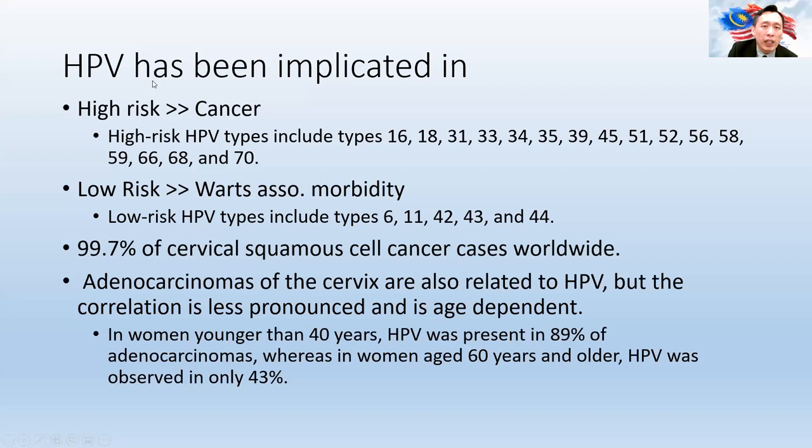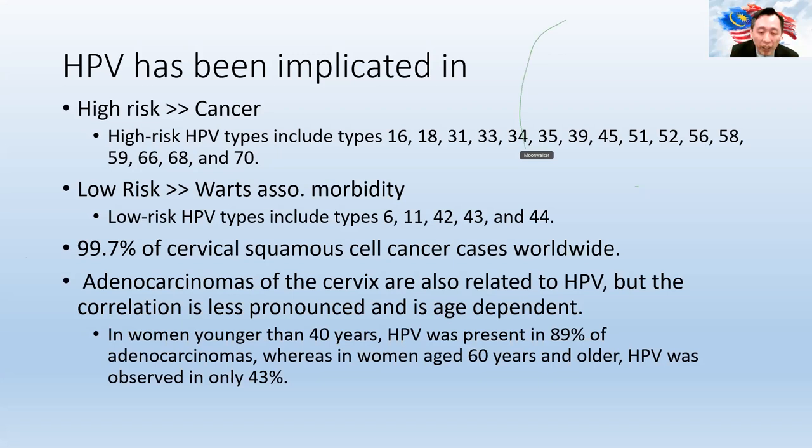So HPV has been implicated. High risk types are most likely to cause cancer. Low risk types are more towards warts. However, some low risk HPV can be associated with cervical cancer. 99.7% of cervical squamous cell cancer is associated with HPV infection. On the other hand, adenocarcinoma of the cervix is also related to HPV, but the correlation is less pronounced and is also age dependent. In women younger than 40 years old, HPV was present in 89% of adenocarcinomas, whereas in women 60 years old and older, HPV is observed in only 43%. So HPV is associated with cervical cancer.